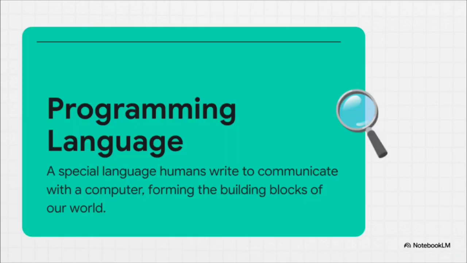So, what even is a programming language? Well, it's pretty simple, actually. It's just a way for us humans to talk to computers. Instead of us having to speak in all those ones and zeros, which, let's be real, would be impossible, we use languages like Python or JavaScript to tell them exactly what we want them to do. They are, and this is no exaggeration, the absolute foundation of everything you see on a screen.